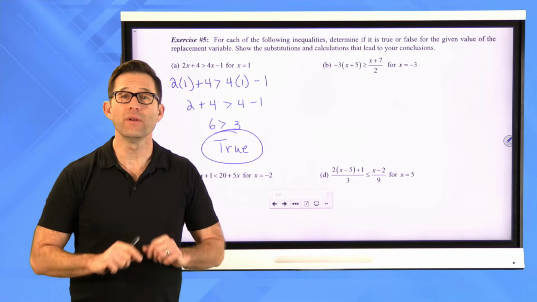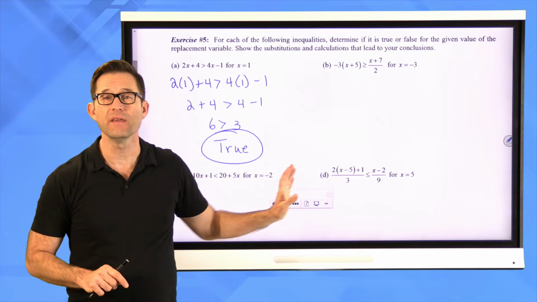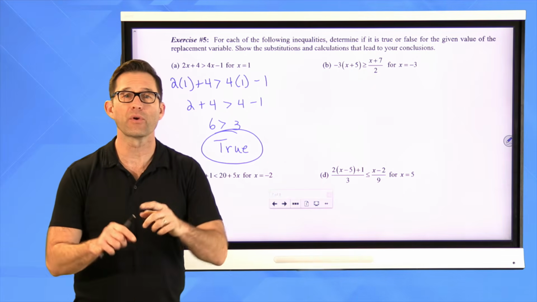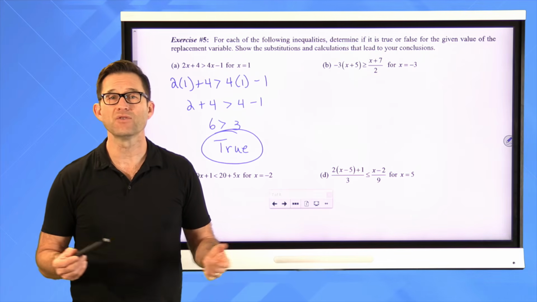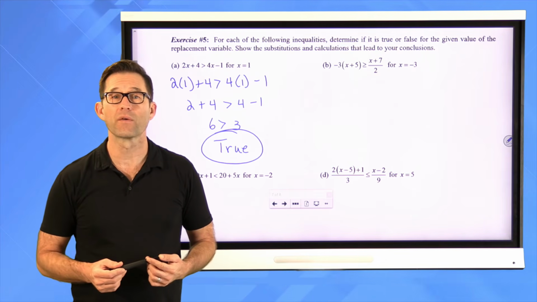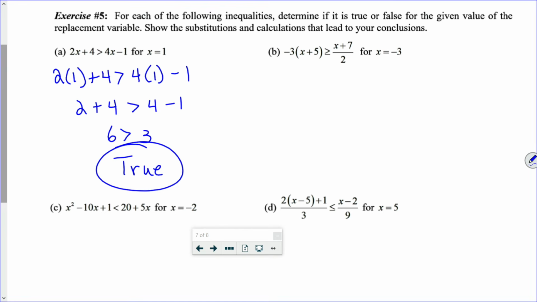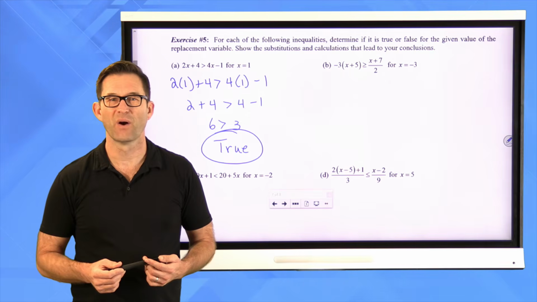What I would like you to do now is do B, C, and D. Be careful, remember your order of operations, and see if those values of x make each of those inequalities true or false.